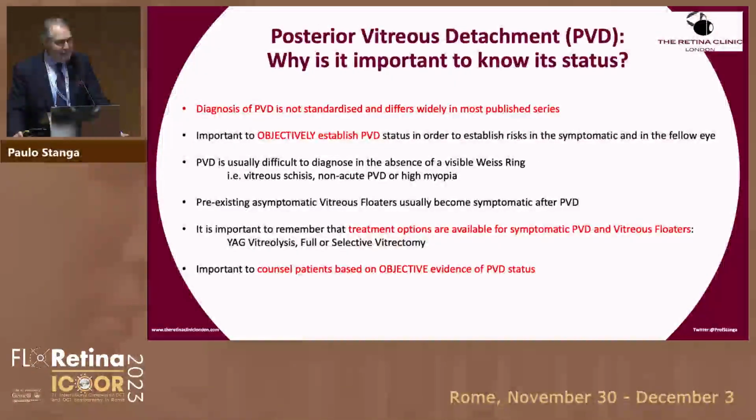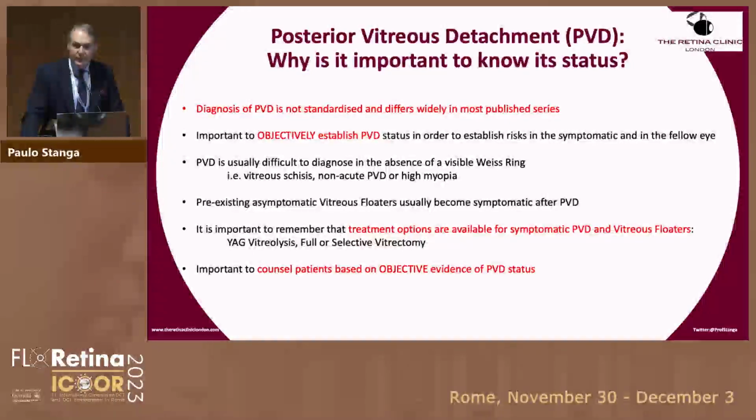The diagnosis of PVD is not standardized, and people do tend to say, well, if there's a sudden onset of floaters, you must have a PVD, when there could be a vitreoschisis. And it's also important to be able to tell the patient what the other eye is doing. Is there a PVD in the other eye? Has the vitreous started to separate from the retina or not? We need to objectively establish the presence of PVD. It is sometimes difficult to find a Weiss ring on biomicroscopy, especially in a high myope, especially after PVD has been present for a while and the Weiss ring may have reabsorbed.